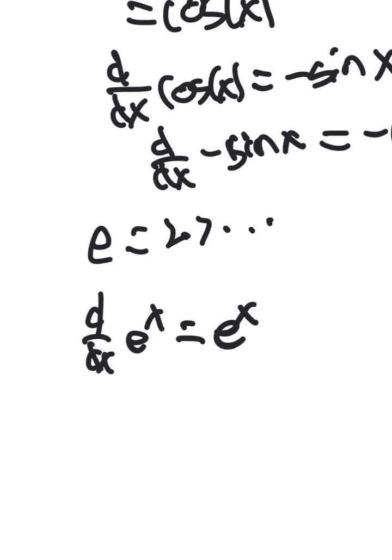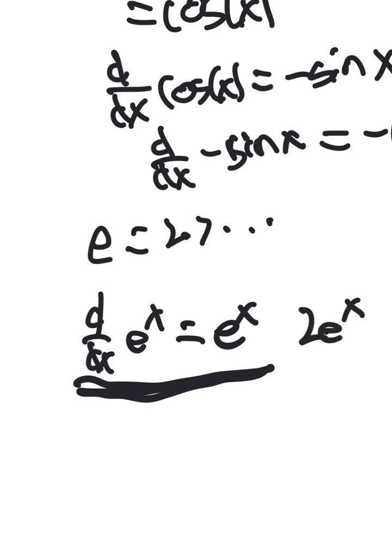So this is an important derivative. It'll come up a lot. And then the same rules, if it's multiplied by a constant, then you just take the derivative of e to the x and then times the constant. So if you have 2e to the x, derivative is still just 2e to the x.